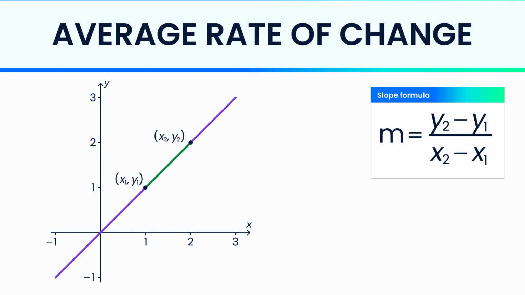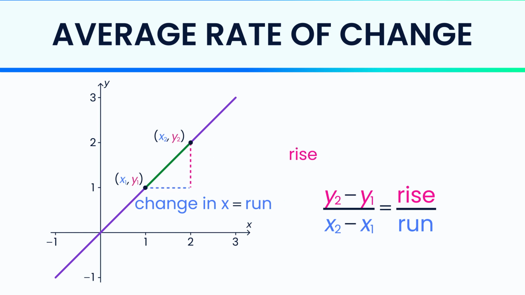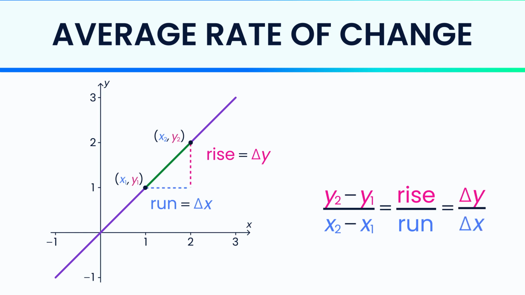To calculate the average rate of change of a function, you find the change in y-coordinates and divide it by the change in x-coordinates, just like the slope formula dictates. We call this rise over run. A common notation in mathematics used to indicate change is the delta symbol. In this case, the change in y is denoted by delta y, and the change in x is denoted by delta x. So, the rise over the run is delta y divided by delta x.